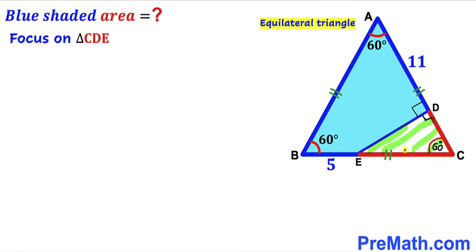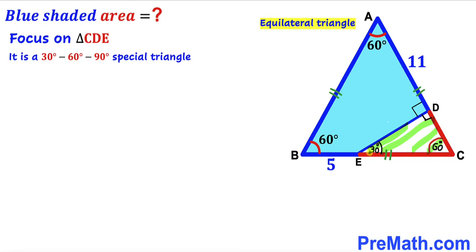And now we are going to focus on this tiny right triangle CDE. We know in this triangle, this angle is 60 degrees. This angle is a 90 degrees angle. So therefore, this third angle has got to be a 30 degrees angle. So we conclude that this triangle is a special 30, 60, 90 triangle, since this angle is 30 degrees, this angle is 60 degrees, and this angle is 90 degrees.